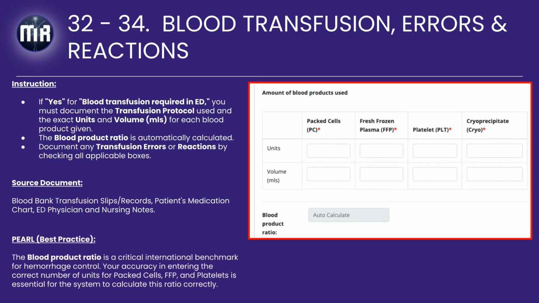The pearl, or best practice here, is to understand the significance of the blood product ratio. This ratio, typically aiming for 1:1:1 of packed cells, FFP, and platelets, is a critical international benchmark for best practices in hemorrhage control. Your accuracy in entering the correct number of units for each product is absolutely essential for the system to calculate this ratio correctly and allow us to audit our performance.